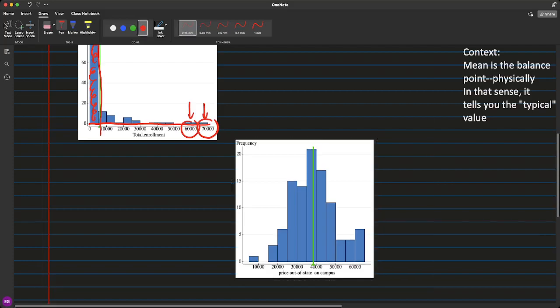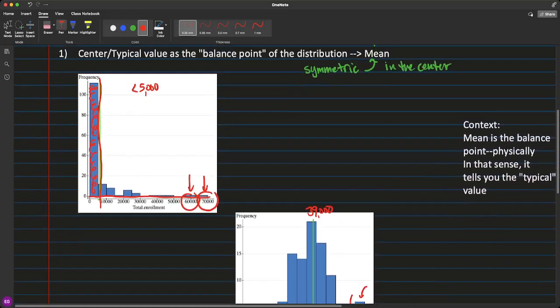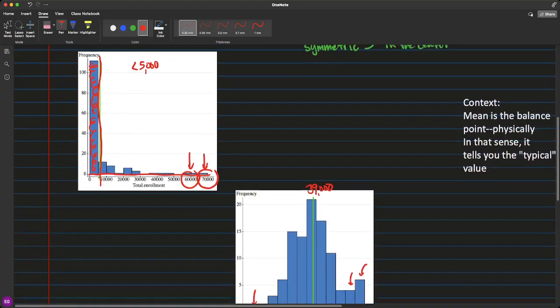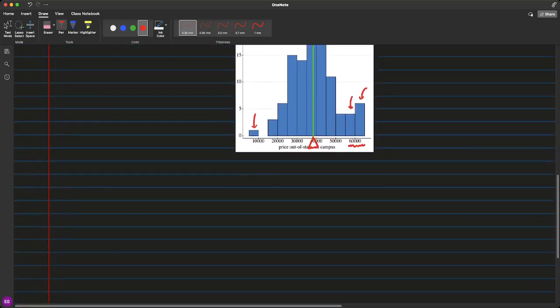So here, if you look at the price for out of state on campus living, it could cost you upwards of about $60,000, right? That's these bins around here. But it also could cost you less than $10,000, for instance, at a place like Ohlone. But typically, that's what we have the mean for, right here. This is where the balance point would be. It's around $39,000. So this idea of typical says, if it's symmetric, it's going to be close to the middle. If it's not symmetric, it's going to give you a decent idea of what typically happens.